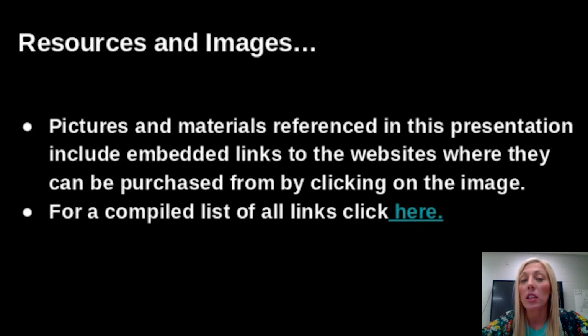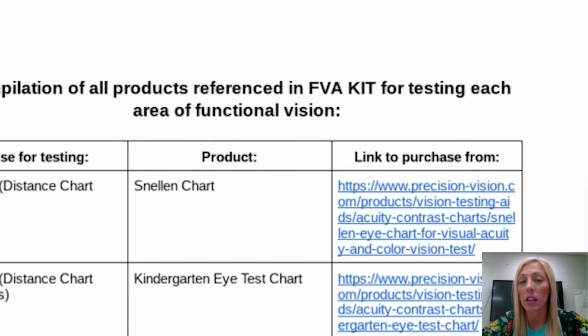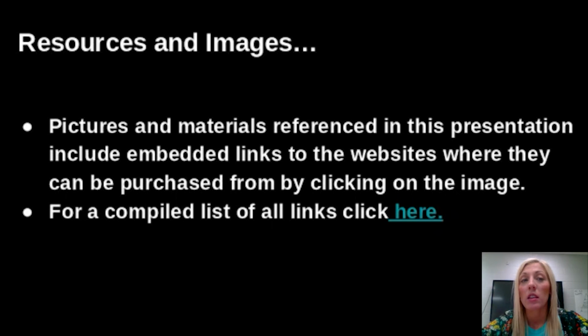Just as a reference, in this PowerPoint, all of the pictures you'll see and the materials that are referenced have embedded links to the websites where you can purchase them. And then I've also created a compiled list right here. If you click on this link, it'll take you to this products list where we tell you what skill it is used to test for. So if it's acuity, then the name of the product, and then we have the link right next to it where you can purchase it from. That's right here on the slide too.